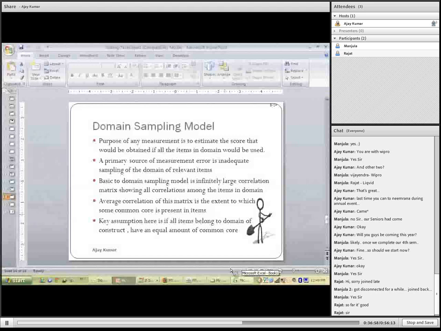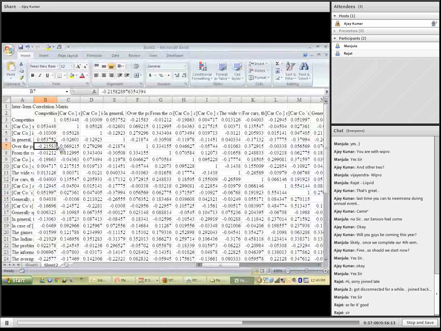If I go back to Excel, I have these correlation values. If all these values can be taken and I come up with an average, that would be the average correlation. And what would that be? That is what the domain sampling model is calling the common core. Now what is the theoretical concept behind it? Let me try to explain.